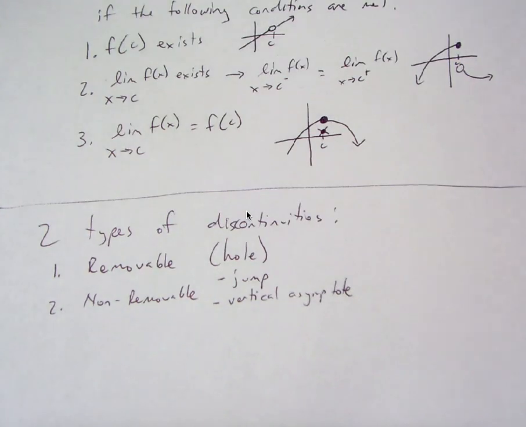Don't just say asymptote, it's got to be a vertical asymptote. There's two types of asymptotes, so if you're ever talking about asymptotes, you never just say it has an asymptote. You have to say it has a horizontal or a vertical. So those are the non-removable. You can't remove a jump or a vertical asymptote.